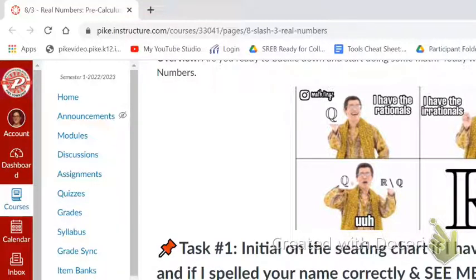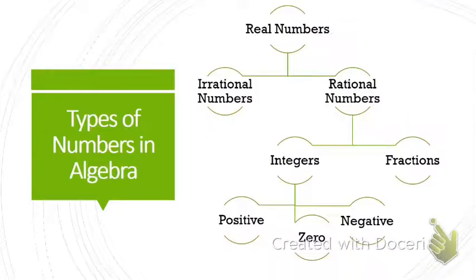Real numbers are made up of what two types of numbers? Rationals and irrationals, absolutely. Rational and irrational numbers together make my set of real numbers. Irrationals, we're going to leave alone for the time being. Irrationals would be things like the square root of 2, where it does not repeat, it does not end. Pi is another example of an irrational number.